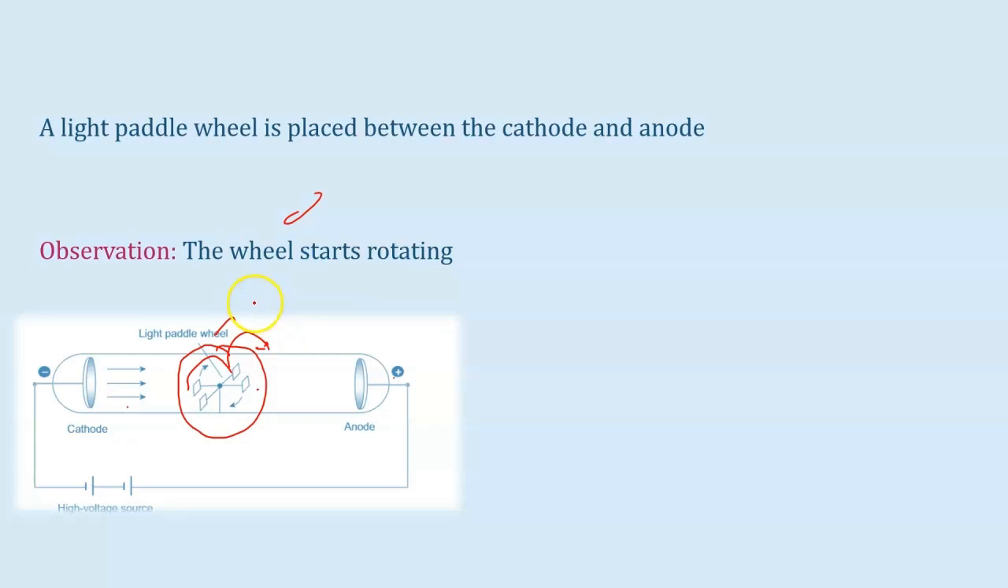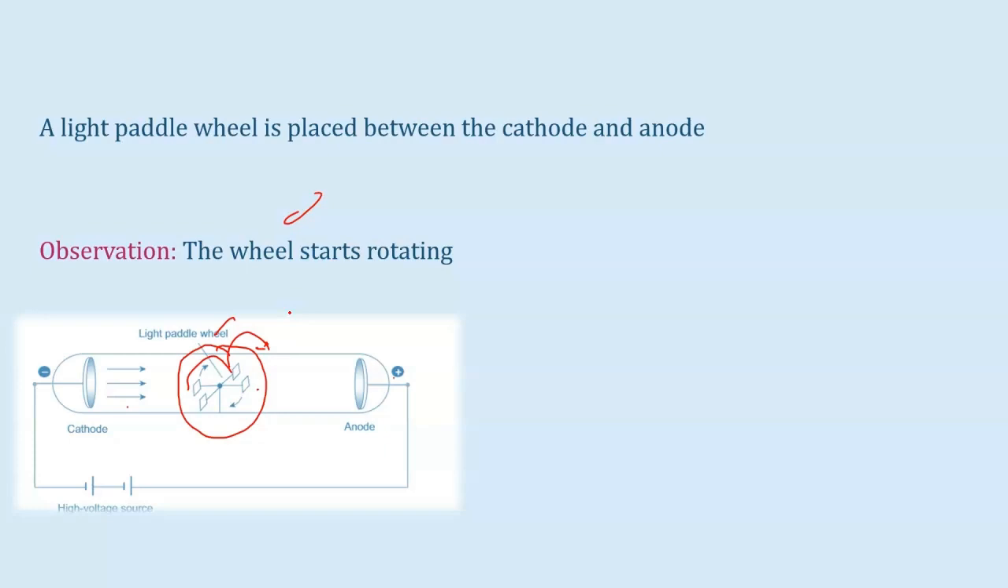We can say that cathode rays are made up of small particles having mass and kinetic energy. That means the cathode ray particles are made up of particles having mass and kinetic energy. Okay, so this is one property.